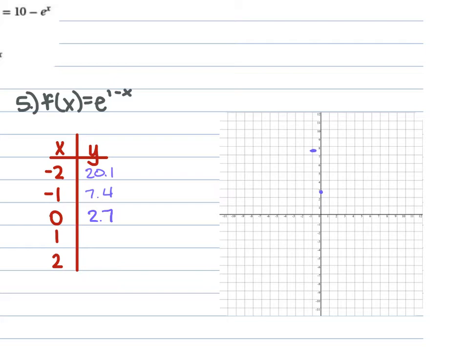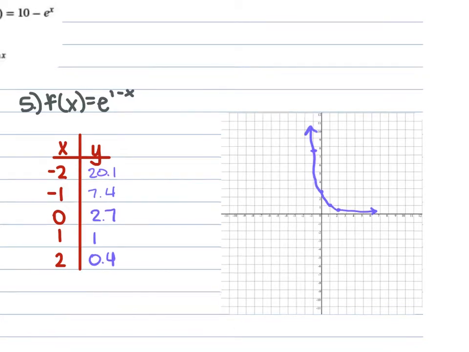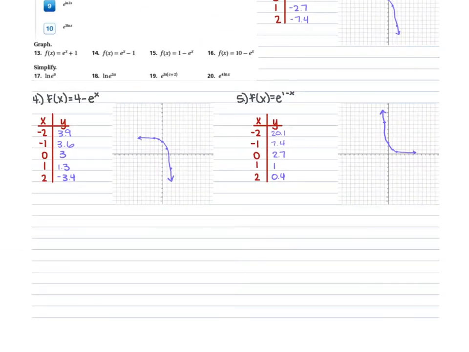For 1, we have e to the 1 minus 1, so e to the power of 0, that's 1. So 1, 1. And then for 2, e to the power of 1 minus 2 is e to the -1st, so that's 0.4. So that's going to be about here. So again, we're going to get really close to that x-axis, but not go through it, and then go through the rest of our points.